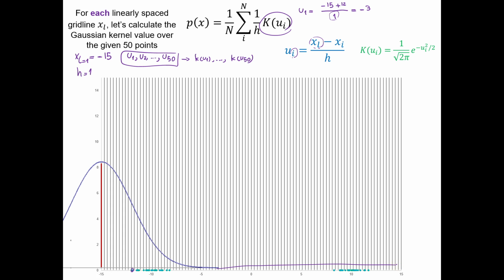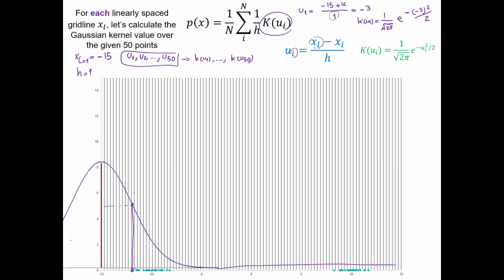So what is K(u)? If I put K(u1), so it becomes what? How can I calculate it? 1 over 2 pi, e to the negative u squared divided by 2. Okay. So what is this one? In fact, K(u1) will give you this vertical line, the density. Remember that we mentioned? The density value for this Gaussian kernel. So we'll give you this value.